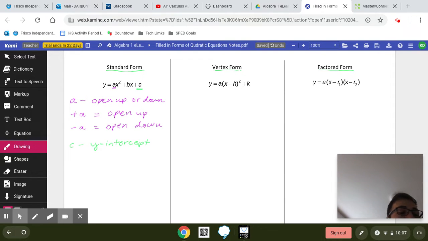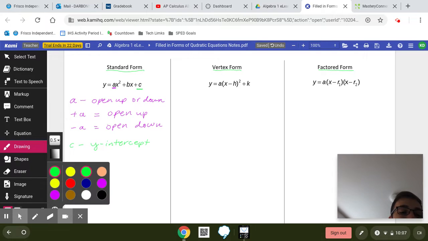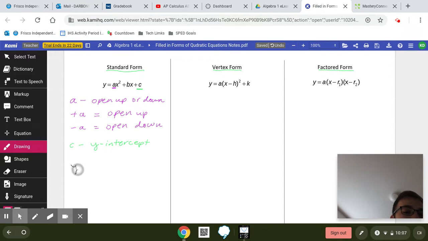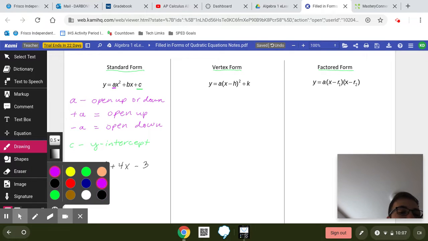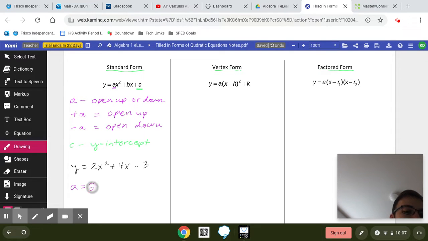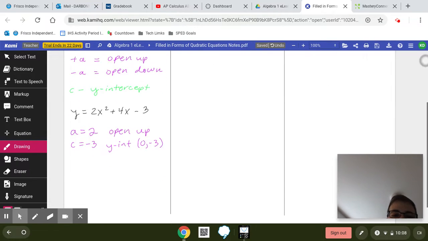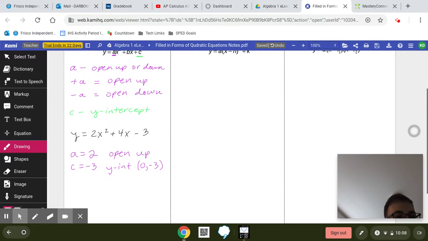So kind of going off an example, if we have y is equal to 2x squared plus 4x minus 3, then the information we can pull out of here: a is equal to 2, which is positive, so it's going to open up. And c is equal to negative 3, so we'll have a y-intercept of (0, negative 3). Make sense so far?